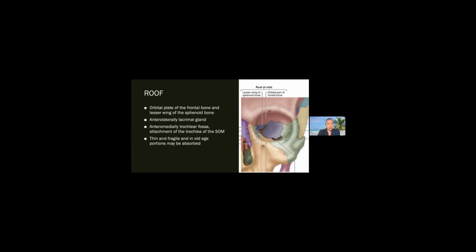So important things to note about the roof: anterolaterally, essentially on the opposite side of the lacrimal sac, is where the lacrimal gland sits. And then anteromedially, you have the trochlear fossa, which is where the trochlea is attached and where the superior oblique muscle runs through. And then the roof of the orbit can be thin and it can be fragile, and oftentimes it can be reabsorbed in old age.